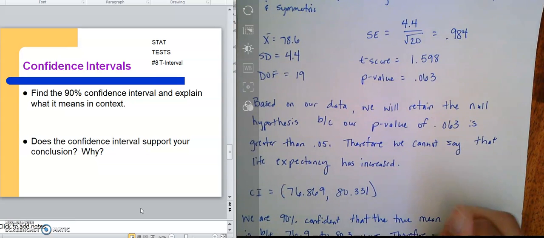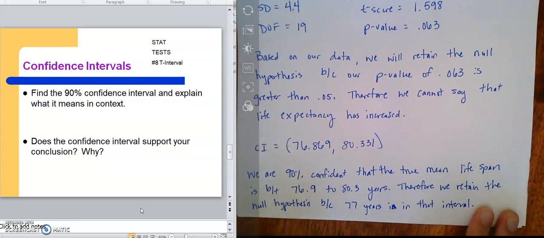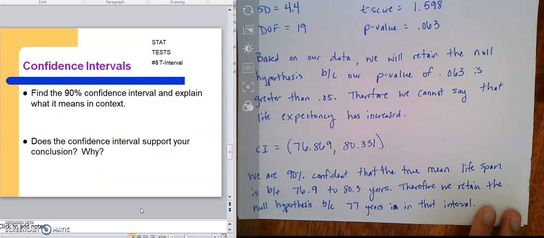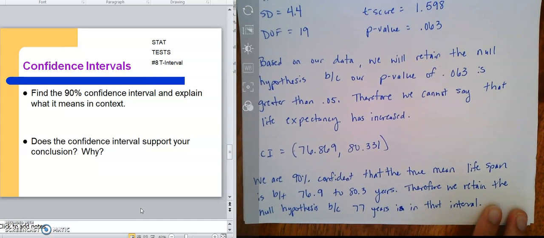Therefore, we retain the null hypothesis because 77 years is in that interval. All right. Oops. Sorry, guys. Didn't realize it wasn't on the screen. So notice that whether I use confidence interval or p-value, remember, these are just two different ways to get to the exact same answer. So that's how you do those.